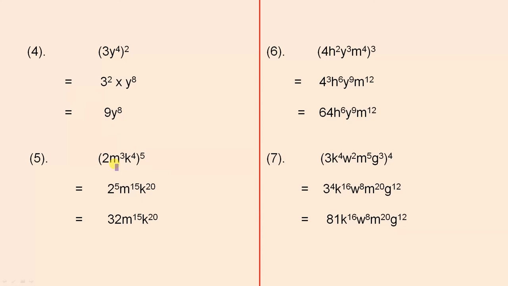The next one, we have 2 to the power of 5, which is there. 5 3s are 15 and 5 4s are 20. 2 to the power of 5 is 32. So there's our answer.